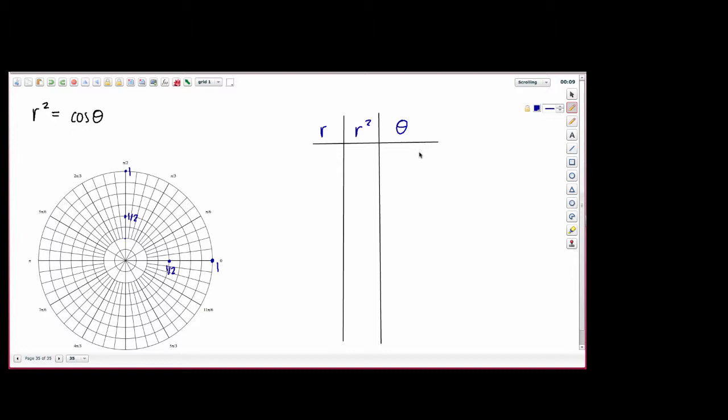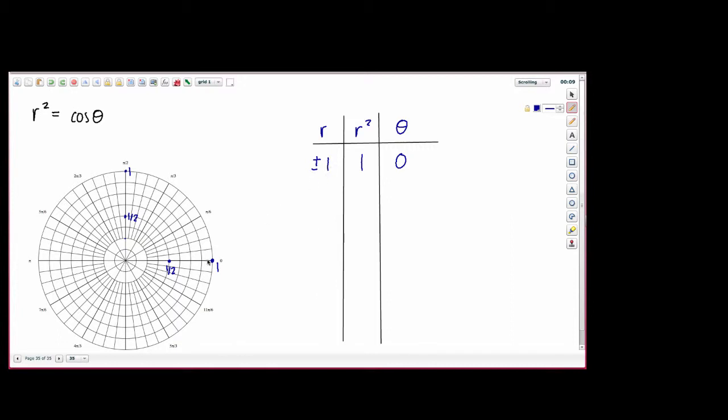In this lesson, we're going to sketch the polar graph of r squared equals cosine theta. So we're going to start when theta is 0. Cosine of 0 is 1, so that gives us r squared is 1. And then if r squared is 1, that means that r could be plus or minus 1.